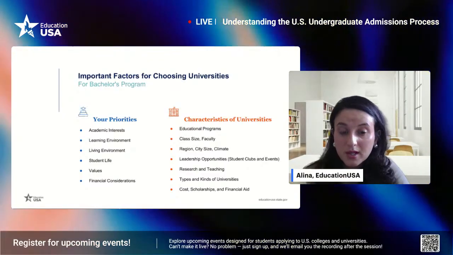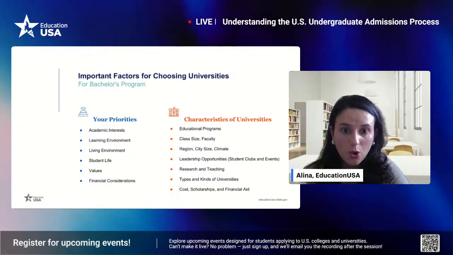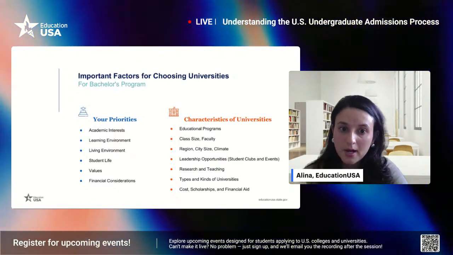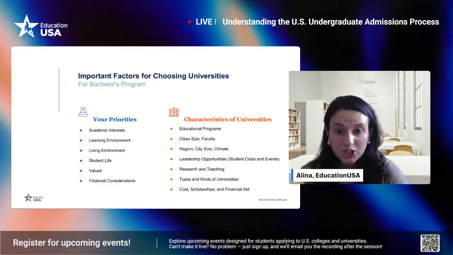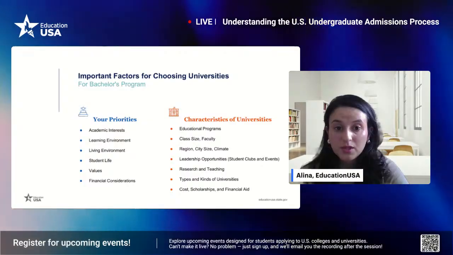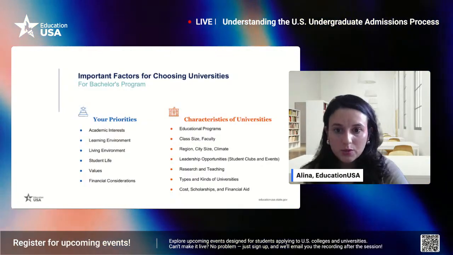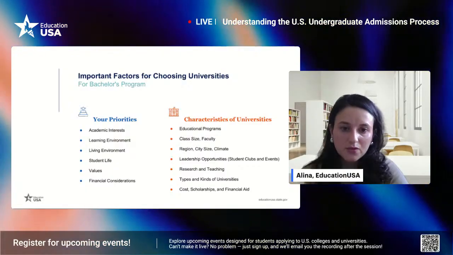If there are some student clubs and events that you would like to join, where you are doing them now at home and you want to continue doing them at your campus, the research and teaching that the university is providing, the types and kinds of the university that you are applying to, and of course the cost, the scholarships, and the financial aid that the university is offering.